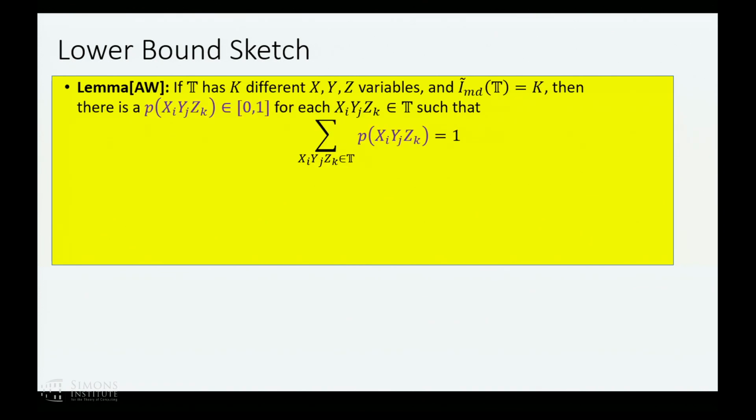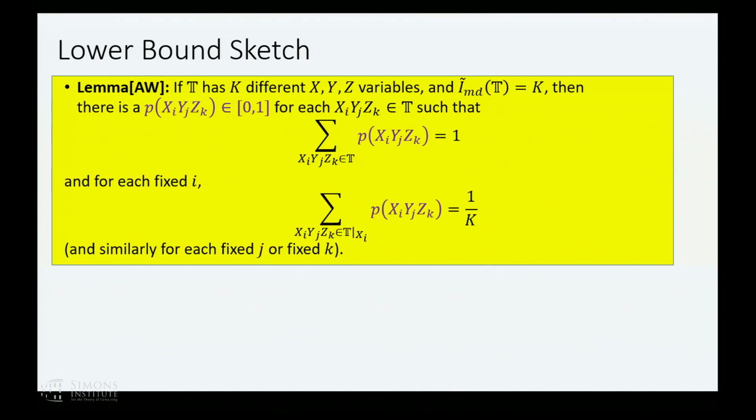What we show is that if T is a tensor, it has k different variables of each type, and its monomial degeneration I tilde is equal to k, then there's a probability distribution on its terms. So a way to assign a probability to each term so that they sum to 1, and such that for each fixed variable, the sum of the probabilities assigned to the terms containing that variable is 1 in k. So there's a way to assign a probability to each term so that each variable is assigned 1 in k of the probability mass.